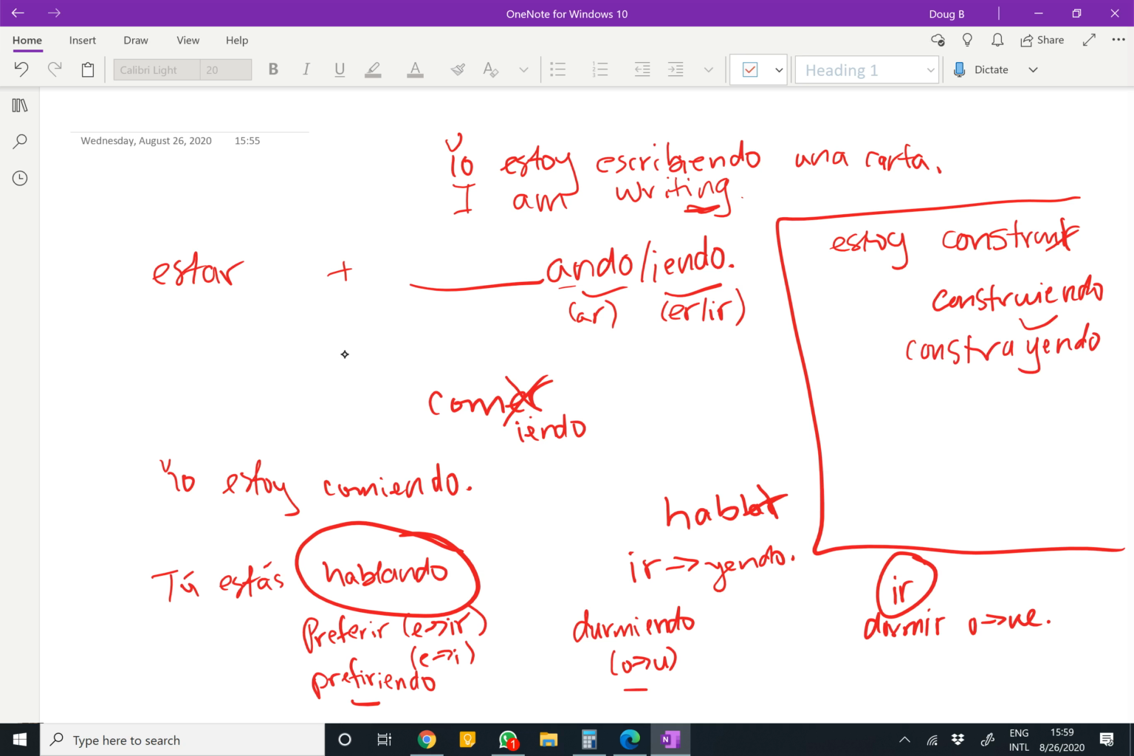And you're going to get this when we do the past tense. You're going to see the exact same thing. 3 vowels in a row, the middle one is I, slap a Y on it. And that's the present progressive.